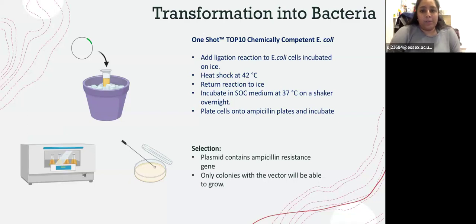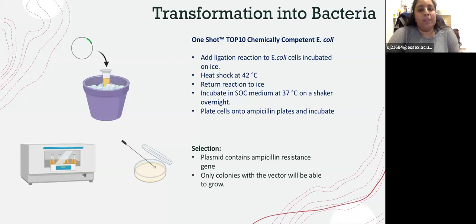Transformation into bacteria. I will transform competent E. coli cells with my vector in the next step. To do this, I'll add some of the ligation reaction to competent E. coli cells that have been incubated on ice. Then I'll heat shock the cells for around 30 seconds before returning them to ice. This will allow the E. coli cells to take up my vector.